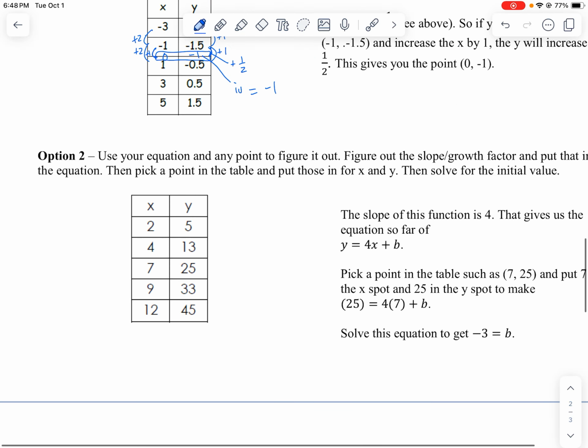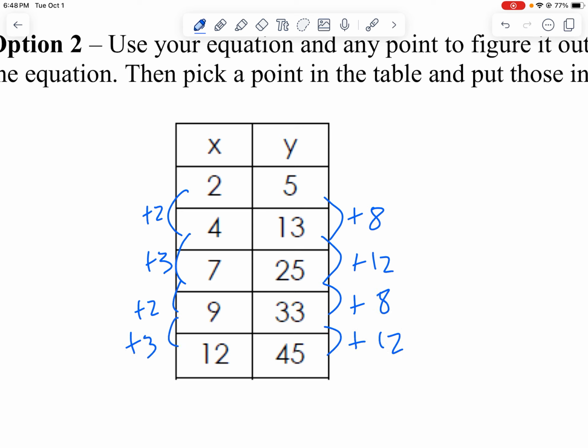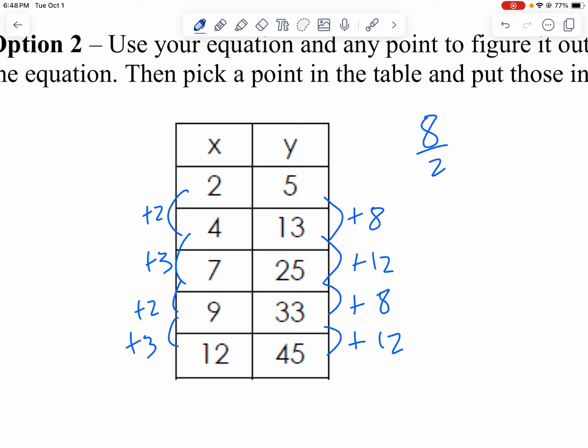Another way to figure it out is to figure out your patterns, figure out what's going on here. This is adding 2, this is adding 8, this is plus 3, this is plus 12. So things are a little bit different here. But we've got plus 2 and plus 8 again, plus 3, plus 12. So this might not look that consistent, but if you take these numbers on the right and divide by these numbers on the left, you're going to get the same thing either way. Because you can do 8 over 2, which is 4, or you can do 12 over 3, and you also get 4. So my slope here is 4 in both instances. And so what that lets you know is the y's are going to change 4 every time x changes 1.